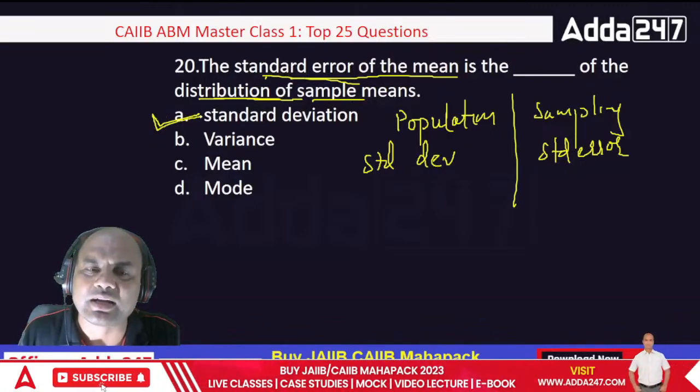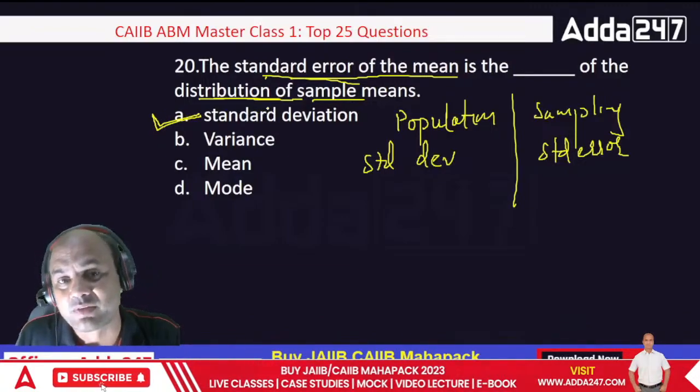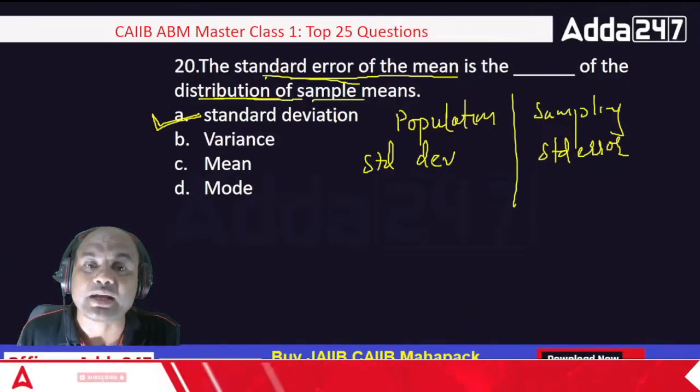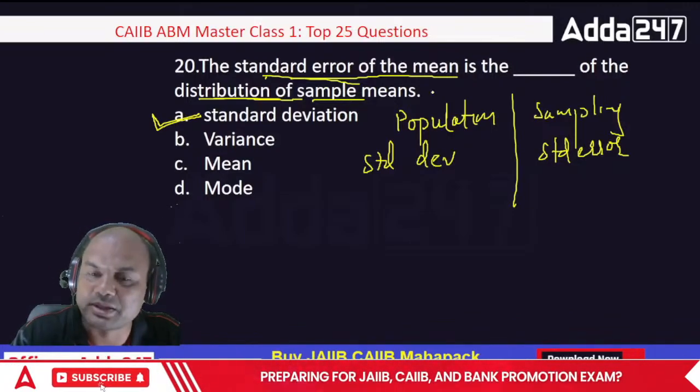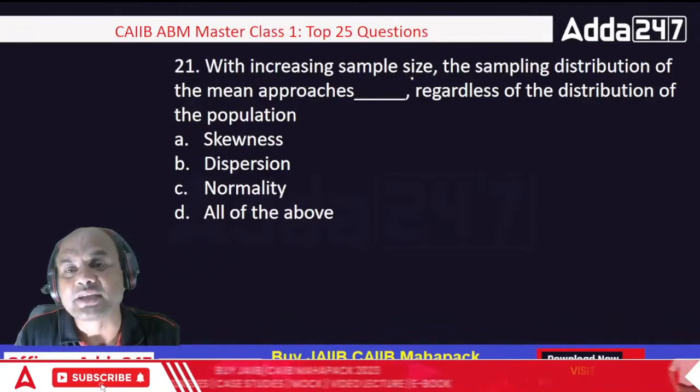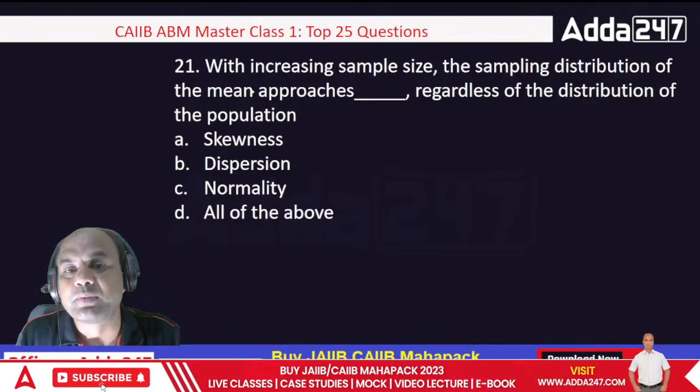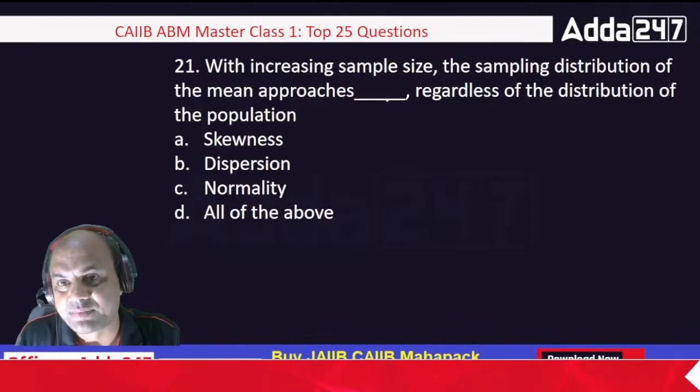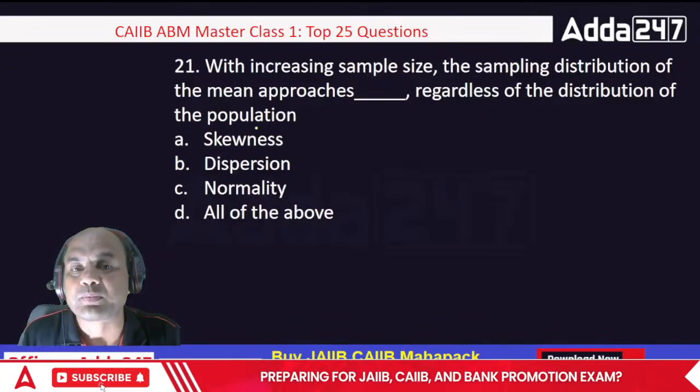So remember this part: the standard error of the mean is the standard deviation of the distribution of the sample means. Next: with increasing sample size, the sampling distribution of the mean approaches dash, regardless of the distribution of the population.